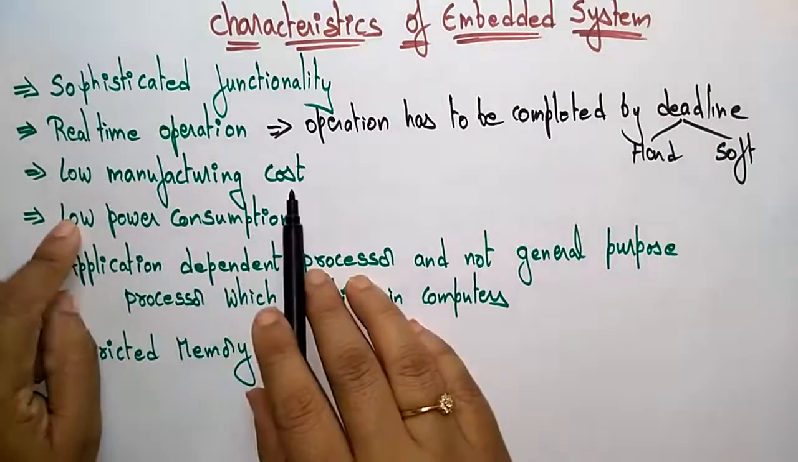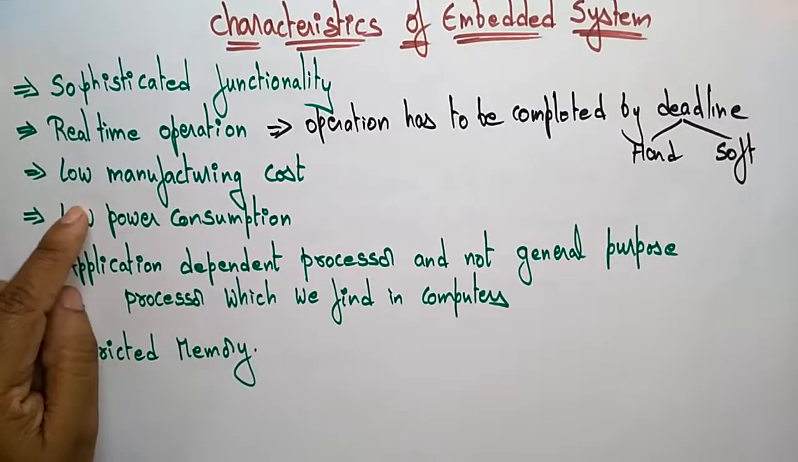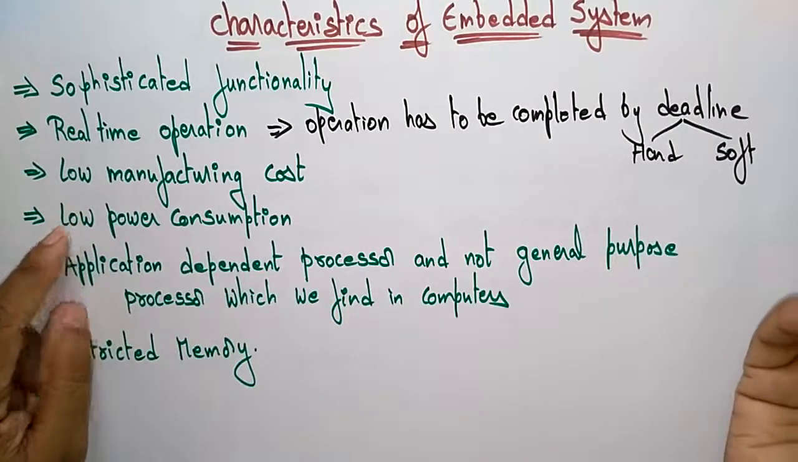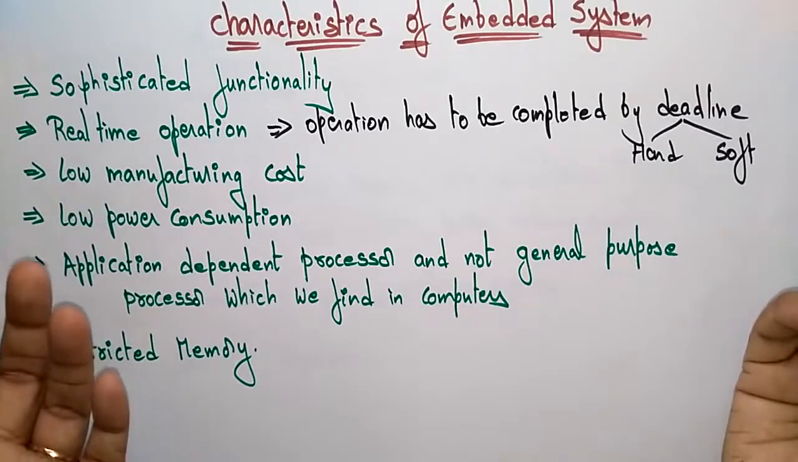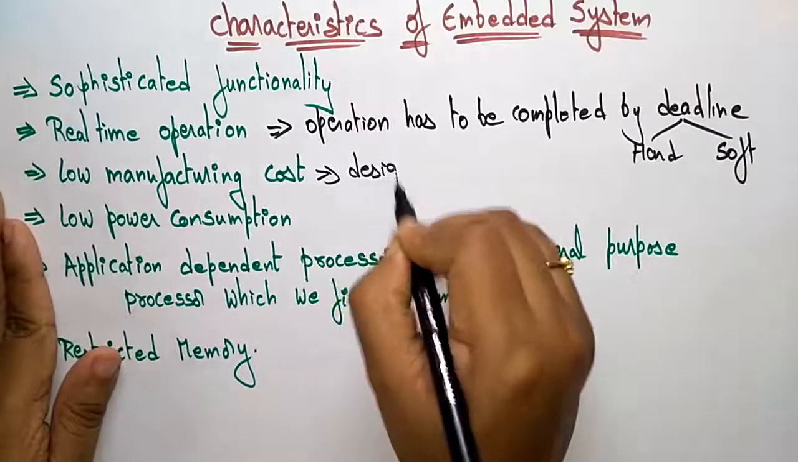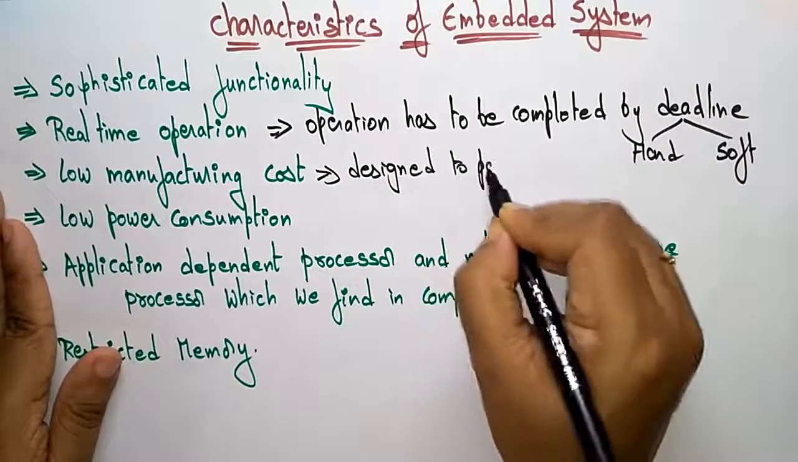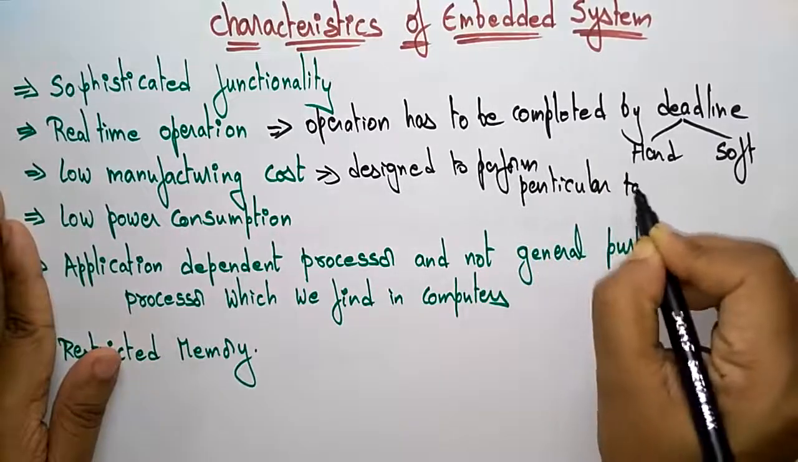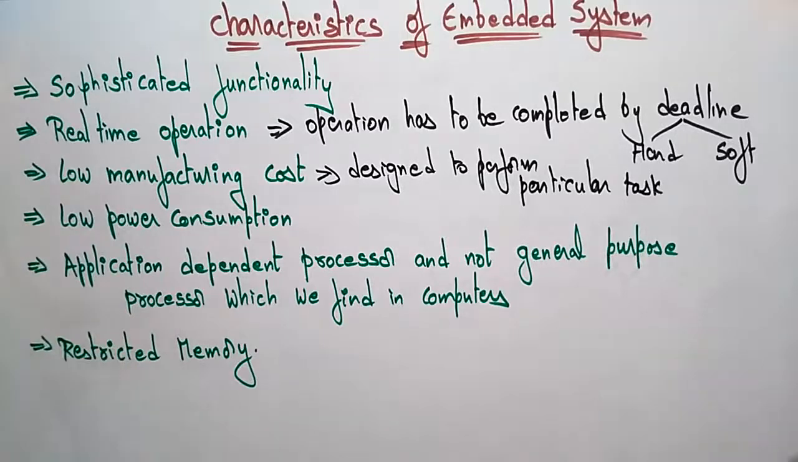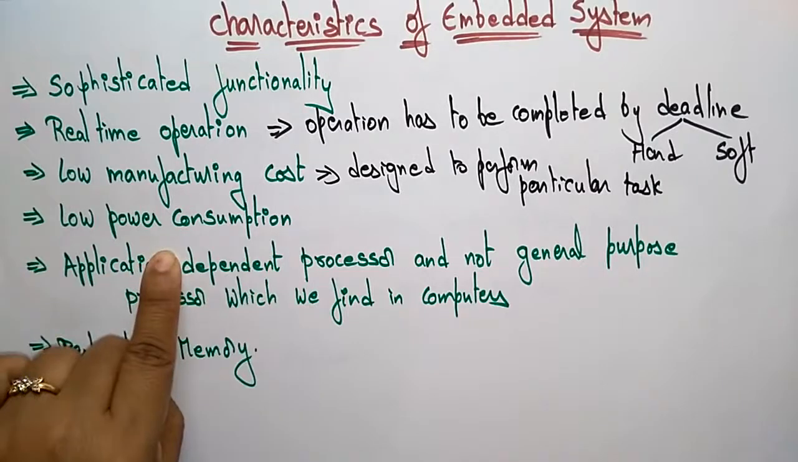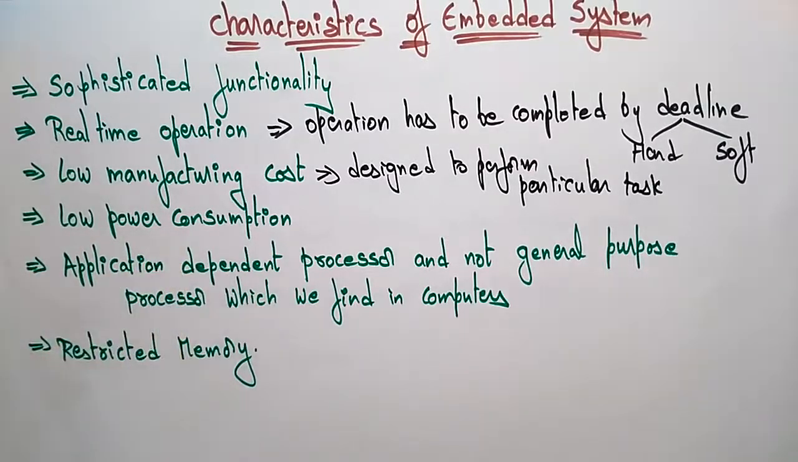And next is low manufacturing cost. When compared to general purpose systems, embedded systems have a low manufacturing cost. Why is the cost of manufacturing less? Because it is designed to perform only a particular task. That's why the manufacturing cost is also reduced. And low power consumption: since it is doing only a single task, the power consumption is also less when compared to general purpose systems.